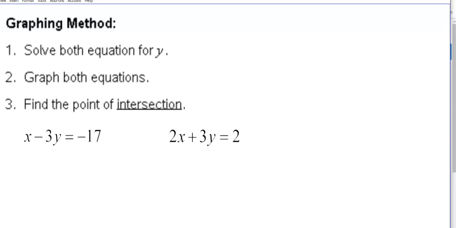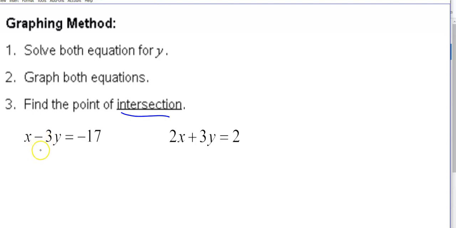Graphing method. So this is the graphing method. I would expect you to go and write this down first, and we'll solve this using graphs. Solve both equations for y. Graph both equations. This might be in your calculator or it might be on paper. This first one I think is going to be a calculator, but we could probably do it on paper too. If this one doesn't work out as well on paper, I'll give you a nicer problem if it's on paper. And then find the point of intersection. So I'll show you how to do that.